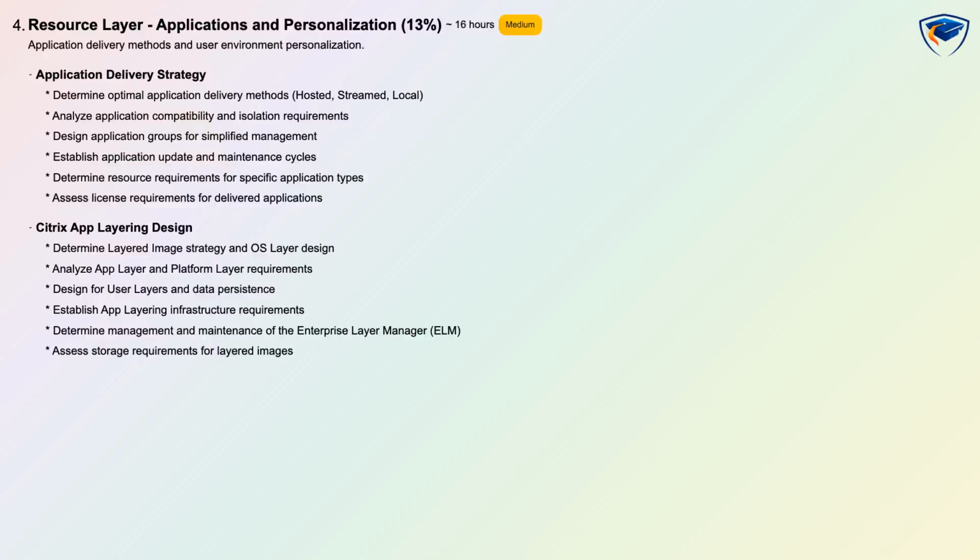Resource layer, applications and personalization is 13%, medium difficulty, estimated 16 hours with conceptual and scenario-based assessment. This domain teaches application delivery strategy, covering hosted, streamed, and local delivery methods, application compatibility and isolation, and application grouping for simplified management. You will also study Citrix app layering design including OS, app, platform and user layers, ELM management, and storage requirements for layered images.